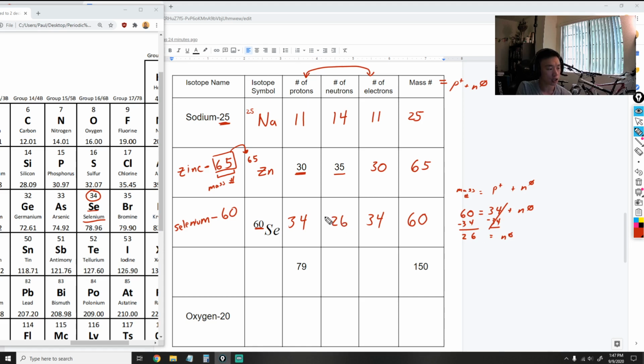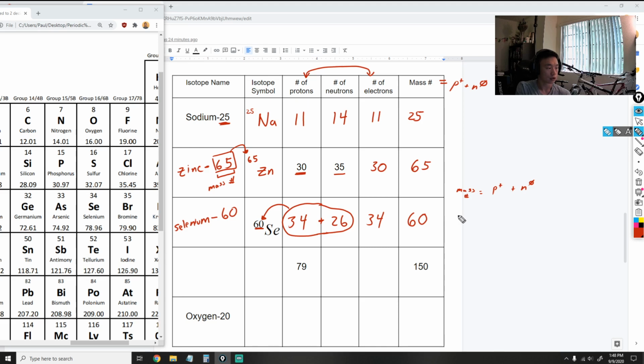And if you want to check your answers, the protons and the neutrons, if you add them together, they should equal the mass number, which is 60. Okay, so that's another way you can check your answers. Hopefully as we're doing these problems, it's building your confidence. We're not doing anything new. We're always basically using the same formula. We're just doing it in different variations.